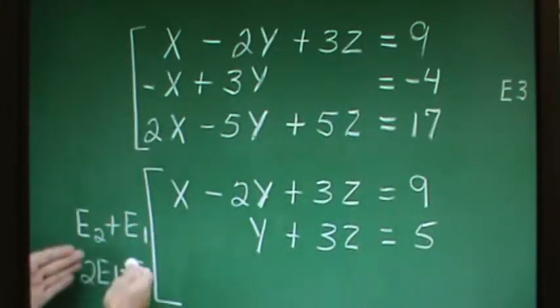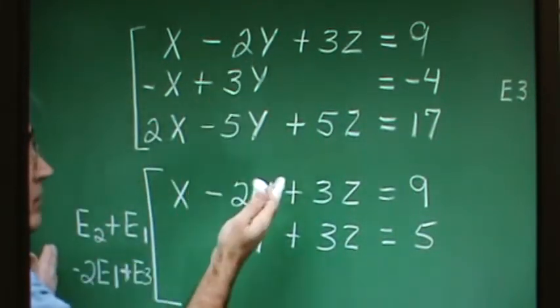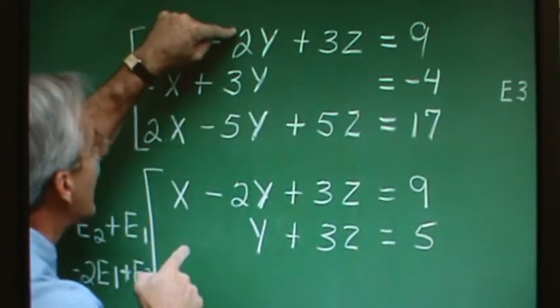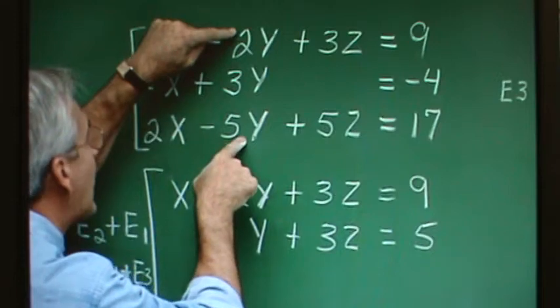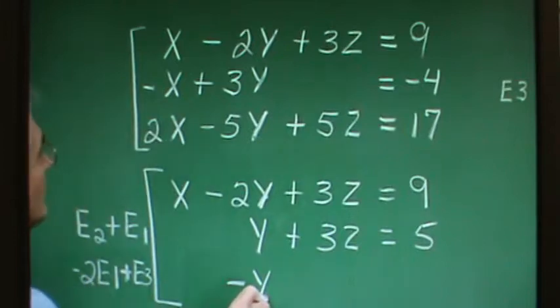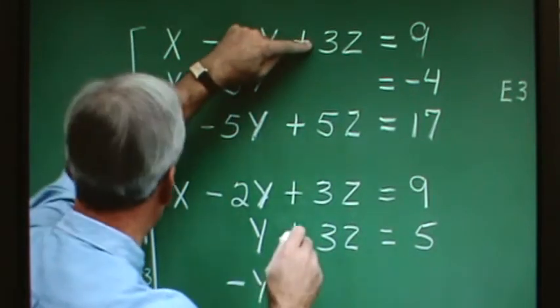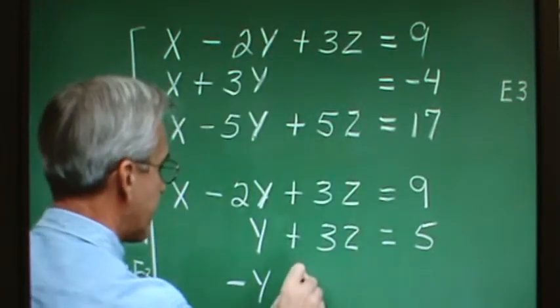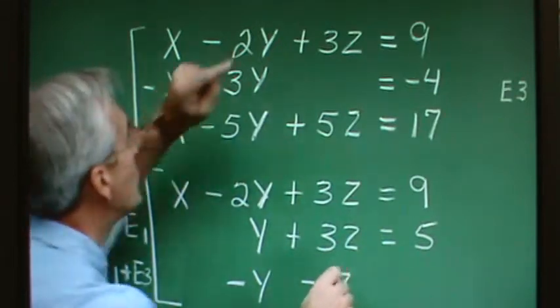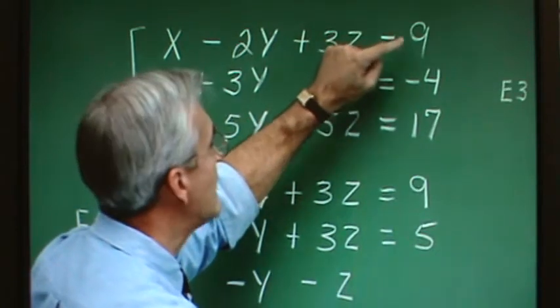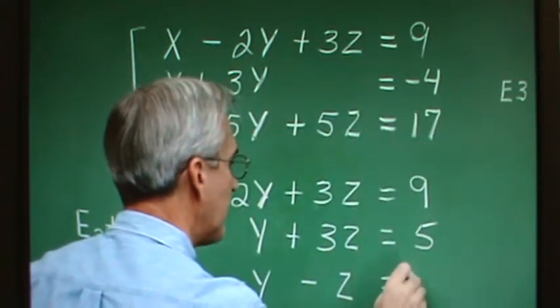I can read back from my note here what I have to do for the other parts of this calculation. Negative 2 times equation 1 and add equation 3. Let's do that. Negative 2 times negative 2y, that's 4y, minus 5y. Let's see, 4y minus 5y, that's negative y. And then negative 2 times 3z is negative 6z, plus 5z is negative z. Negative 2 times 9 is negative 18, plus 17 is negative 1.